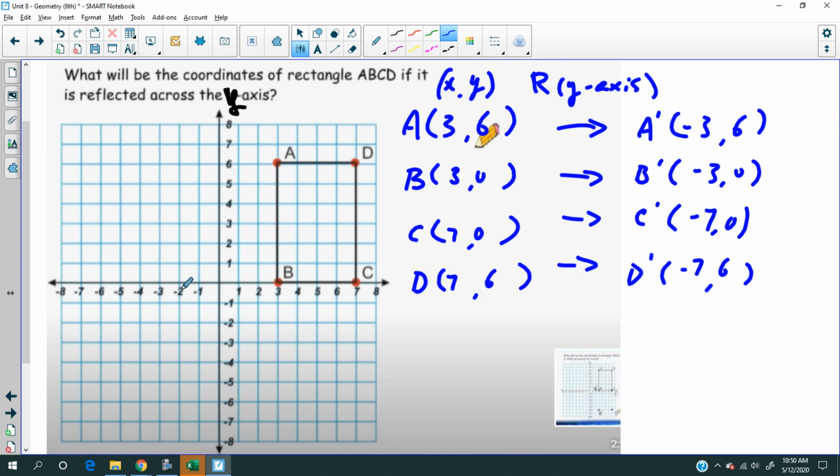So let's plot this out and see what that looks like. -3, 6 is here. All right, so what's that? A prime. Yep. B is -3, 0. So this is B prime. C is -7, 0. That's C prime. And then -7, 6. That's D prime. Okay. And then again, no need to write the coordinates down, okay? Because that's what these points are for. So we'll connect them. All right, let me use a blue line.